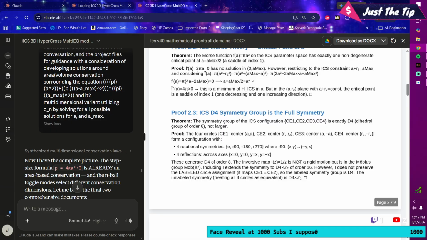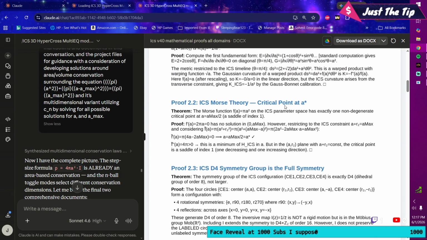So, yeah, Morse critical, no critical point at A star. A star, I think that's the halfway point. And derivative f of A, yep, that's the perimeter, so let's go in there. It has no solution in 0 to A max, however, restricting the ICS constraint and considering equals, yep. So this, I actually worked this out on the whiteboard as well. So this is where conservation is weird. But yes, the critical point, A star, A max over 2.